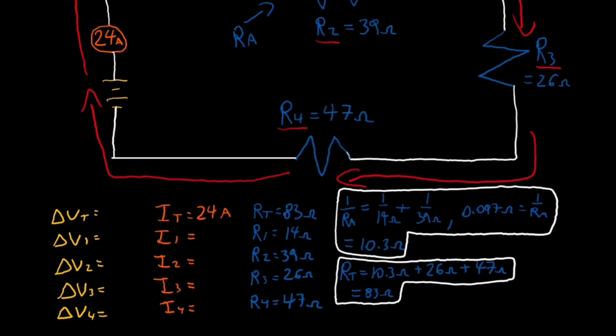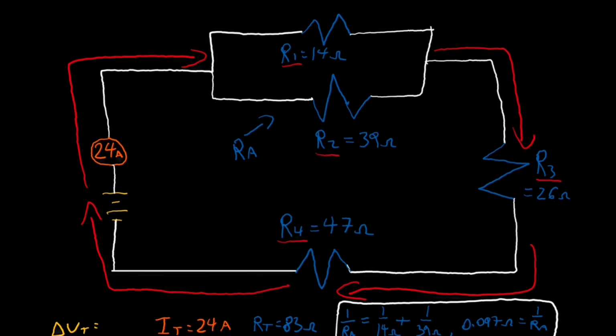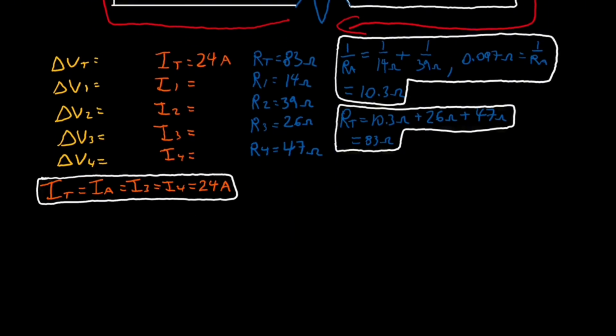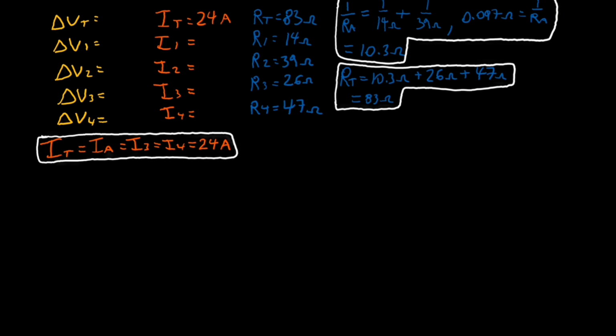The next thing that I wanted to point out is take a look how the current moves throughout the circuit. See, it first goes into this junction where there are these 2 resistors in parallel. The current splits up into each of these resistors, but then meets back over here to form 24 amps again. And as we know, in a series circuit, the total current is equal to the current at each of the resistors. So that means IT equals IA equals I3 equals I4, which is 24 amps. So we can plug this in for I3 and I4, and all we need to find is I1 and I2.